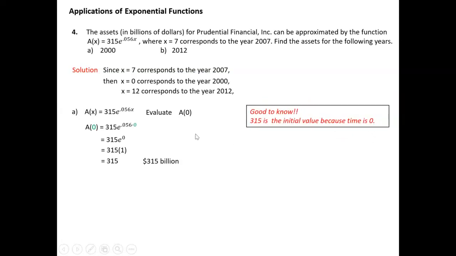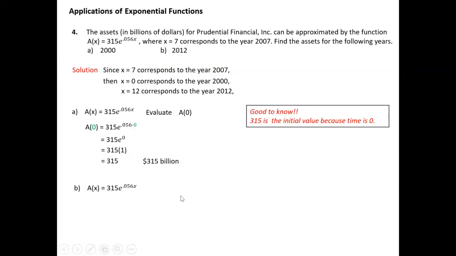Now for B part, okay, one more thing, guys. This is good to know. 315 is the initial value because time is 0. When time is 0, the initial value will always be the coefficient in front of e, or in front of the exponential power here. Okay, that's good to know for the next problem that we're going to be doing, I think problem number 5. But let's continue with B.